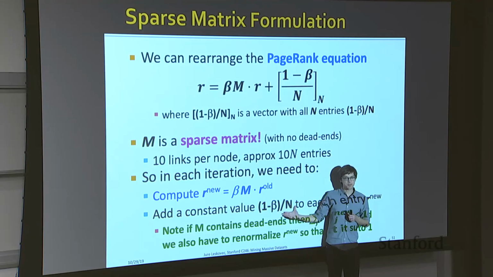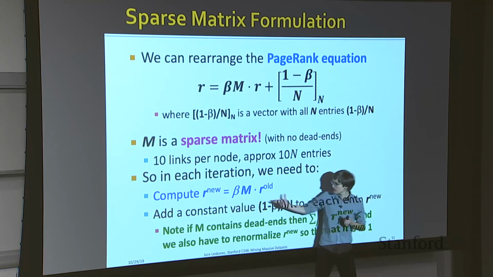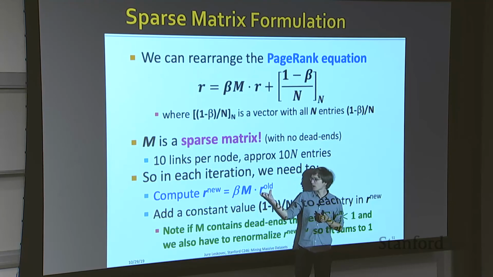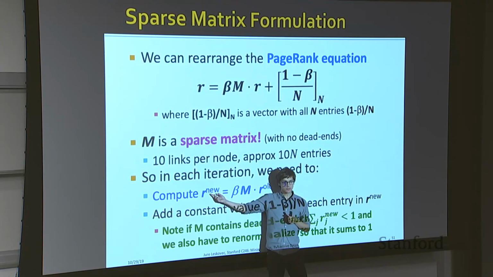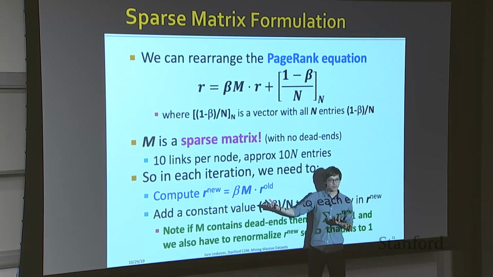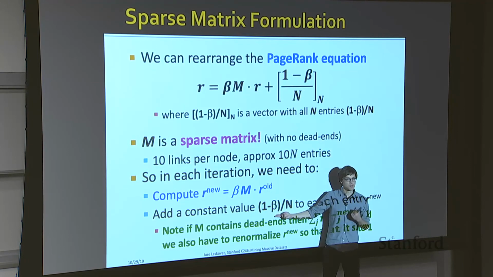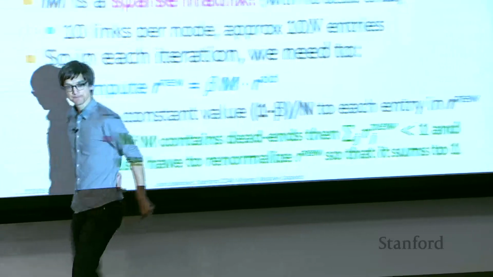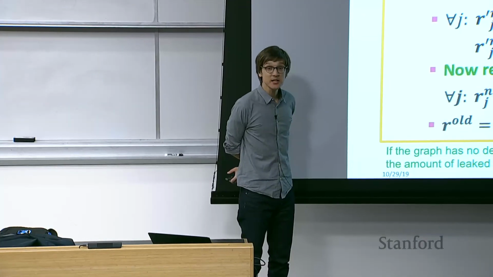And this constant term is essentially the probability that the random walker will land at that node. So R new now says, given that the random walker was at R old, how likely is it to visit R new? And then there is another way to reach R new, which is to directly jump to it. This is the probability of that happening. And that's it.